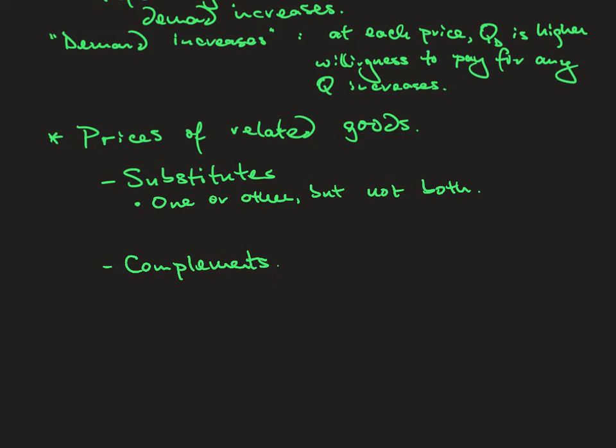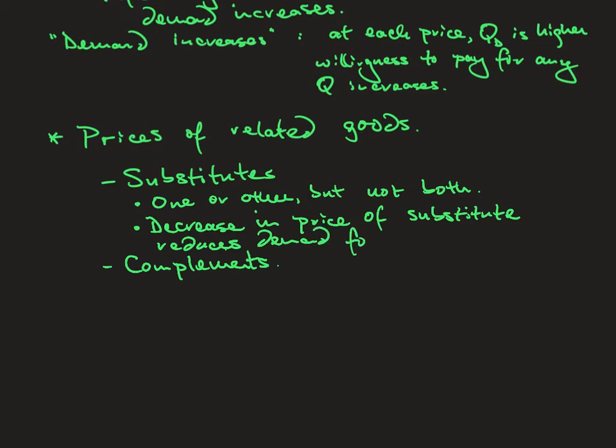Okay, so as I say, substitute goods, they're kind of things where you want one or the other, but not both. Now, the technical version of this, what we care about for our analysis, is that a decrease in the price of the substitute reduces demand for this good. Okay.